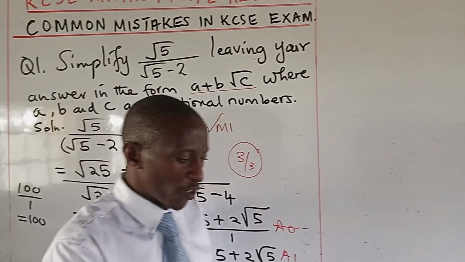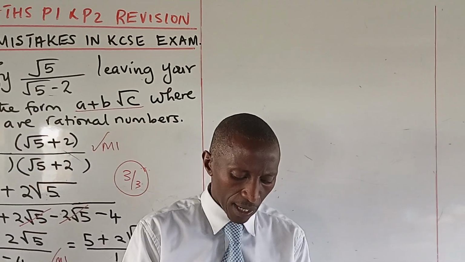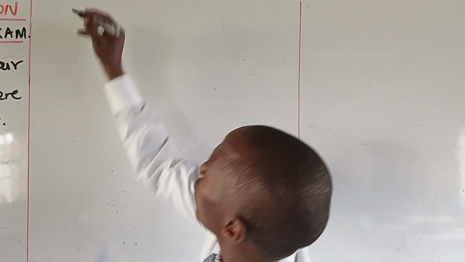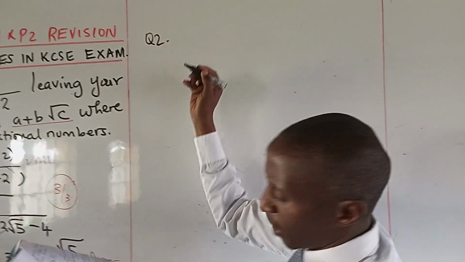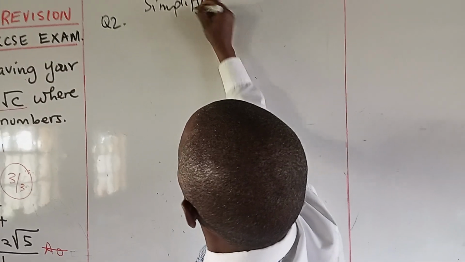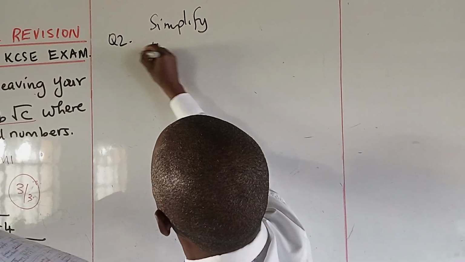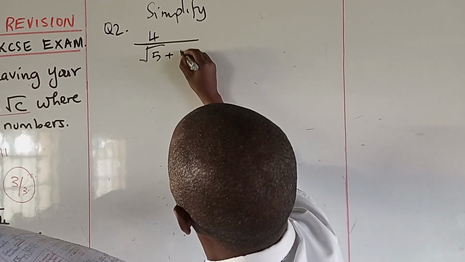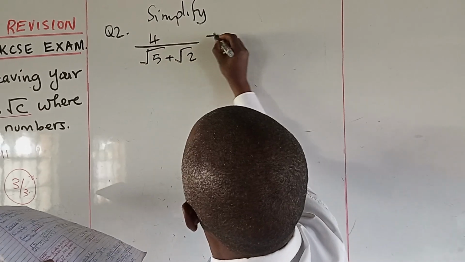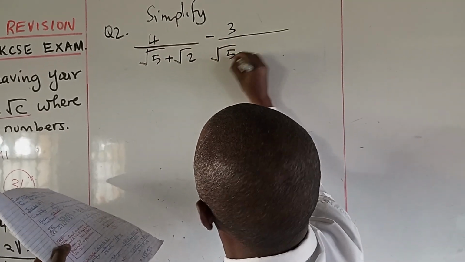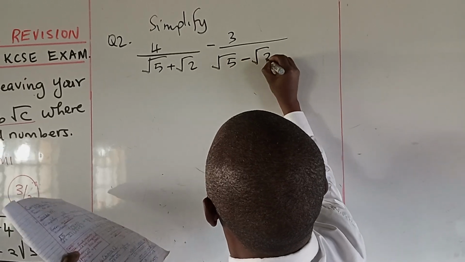Let's move on to question number 2, also on simplifying surds. In question number 2, we are going to have simplify 4 all over root 5 plus root 2 subtract 3 all over root 5 minus root 2.